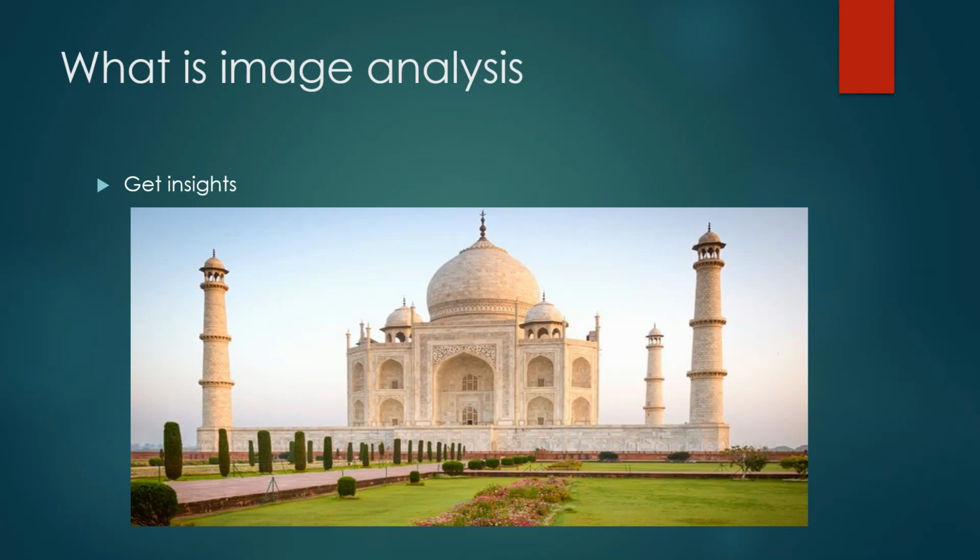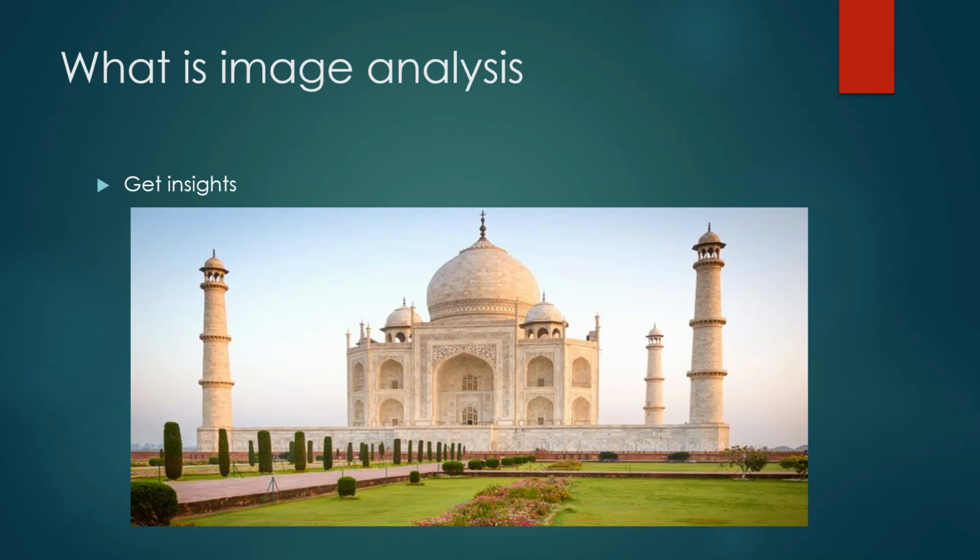Now, when it comes to tagging, it not only includes person, building, road, grass, but it also talks about whether it is an indoor image or an outdoor image, whether the image is black and white or quite colorful. In fact, we can tag trees, plants, brands, logos, landmarks, and a lot more than this.